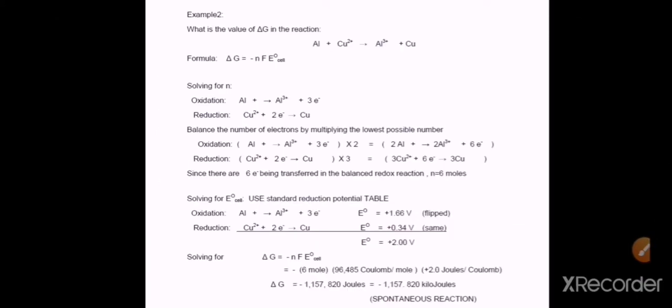Okay, next example. What is the value of delta G in the given reaction? Or what is the Gibbs free energy? Given that, okay, aluminum plus copper ion giving you aluminum ion and copper. Okay, so formula natin pa rin ay delta G is equal to negative N times F times the cell potential. First step, hanapin natin yung N.